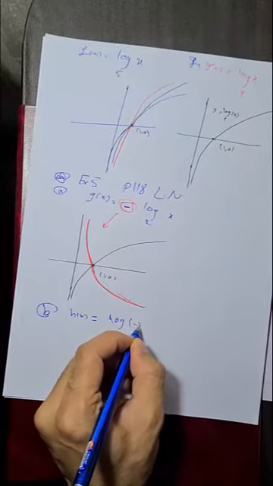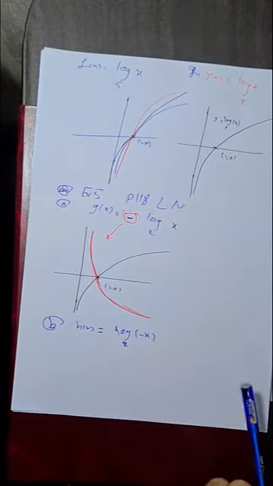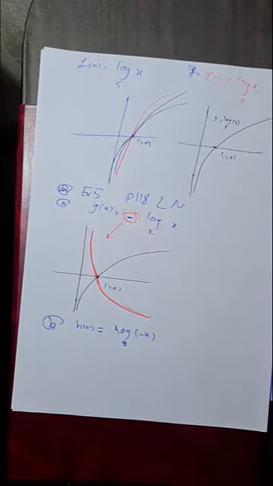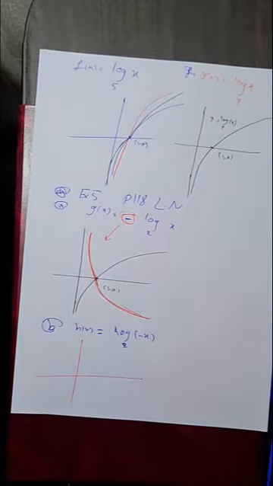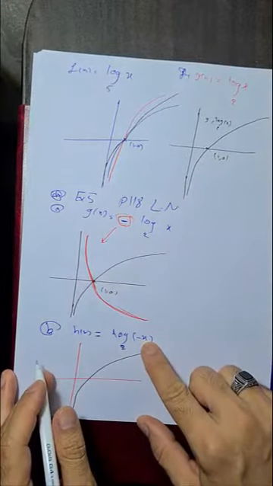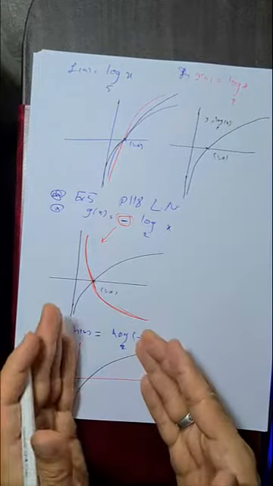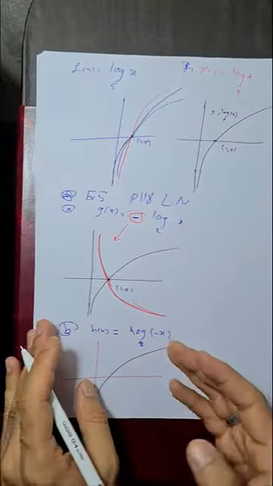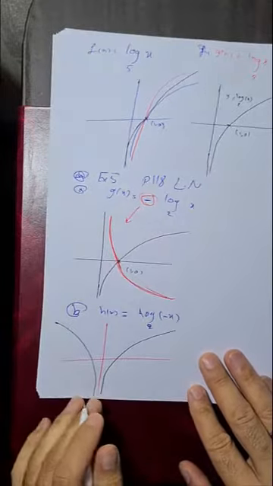Why? Because we have a minus here, and you know the minus inside the function means that if it's my original one, the y-axis is our mirror. So if the y-axis is our mirror, the curve will be reversed to that part, and I will get the shape like that.